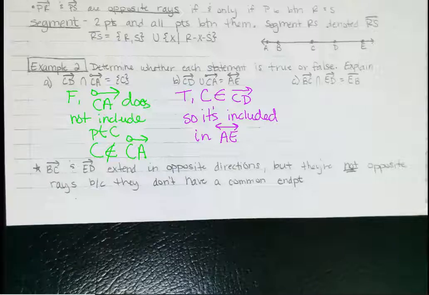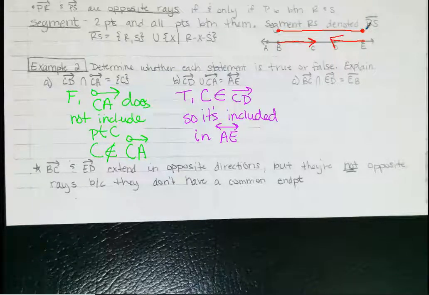Then the next one, C. All right, so we've got ray BC intersection ray ED. So ED goes back this way. Equals segment EB. Okay, so segment EB would be right up here. I'm going to put the endpoints on it because it's a segment and not a line.